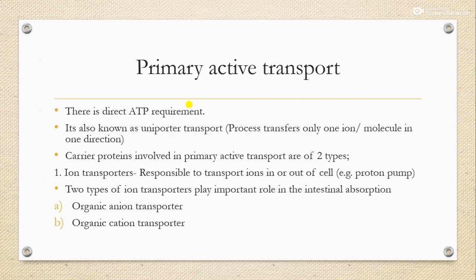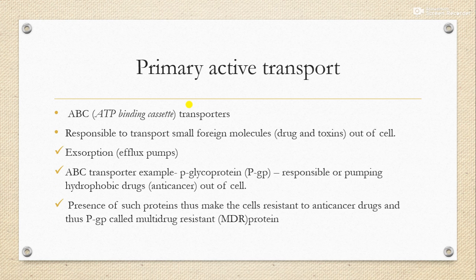Now let us understand what is primary active transport. This process requires direct ATP. It's also known as unipolar transport. Unipolar transport is a process that transfers only one ion or one molecule in one direction. Carrier proteins are involved in primary active transports, and they are of two types. The first one is ion transporters, and the second one is ATP binding cassettes.